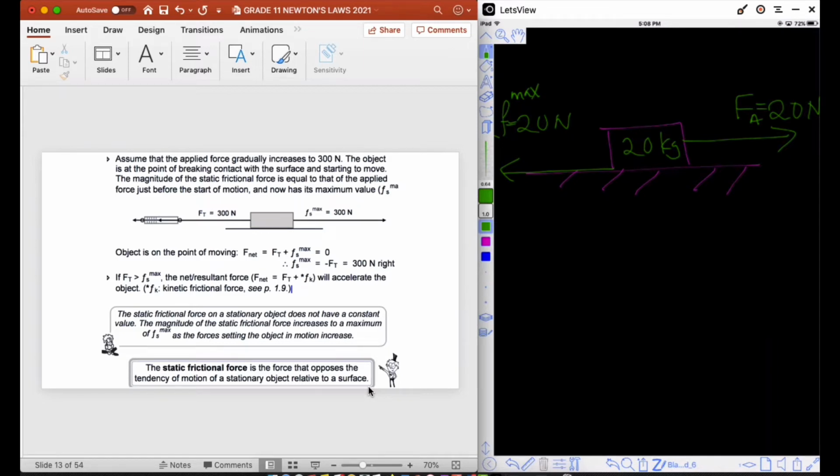And any further increase above 20 newtons, any slightest increase, for example 20.0001 newtons, will result in the object accelerating towards the right. This is when the applied force is now greater than the static frictional force. We'll understand this much further when we look at Newton's second law of motion.